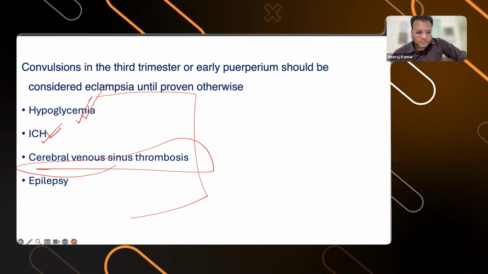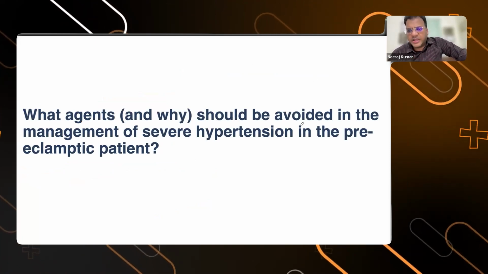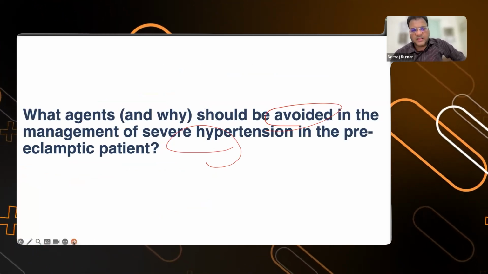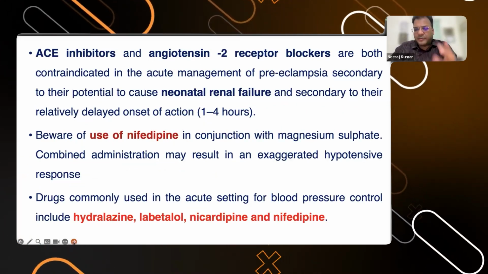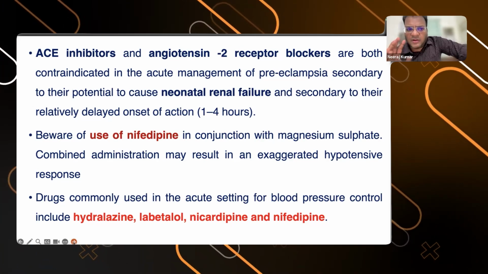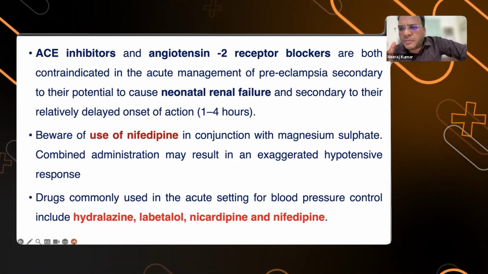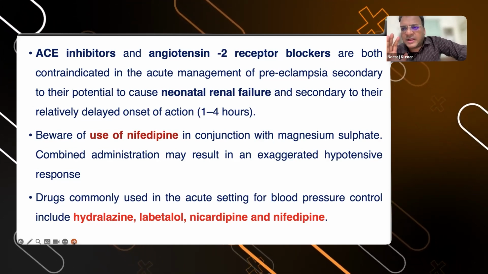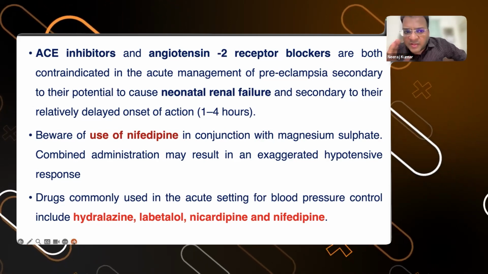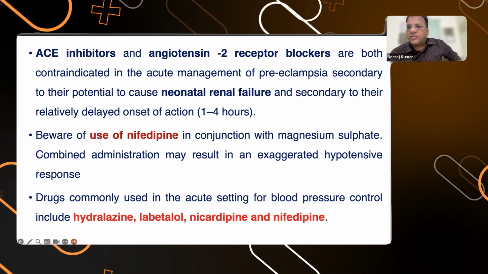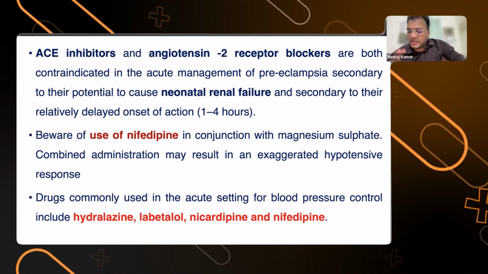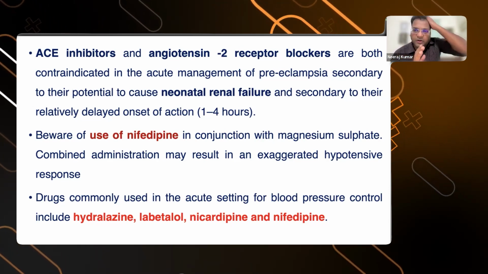Now, the next point is: what agents should you avoid in this group of patients for managing severe hypertension? This is again a very specific list that in your exam you have to explain with reasons. Okay, sir, I will be thinking of ACE inhibitors and ARBs, but the problem in the management is that they can lead to neonatal renal failure, and they have a delayed onset of action. They take around 1 to 4 hours to act. So ARBs and ACE inhibitors have to be avoided in this subset of population for managing blood pressure.